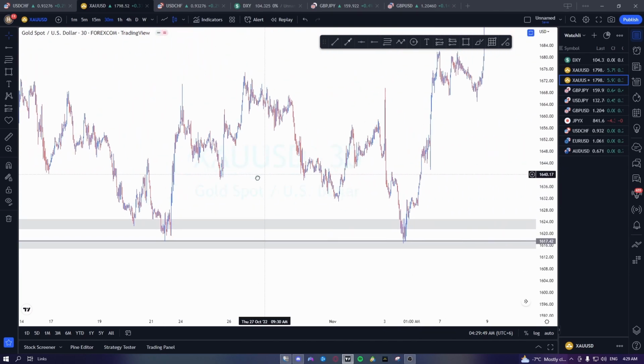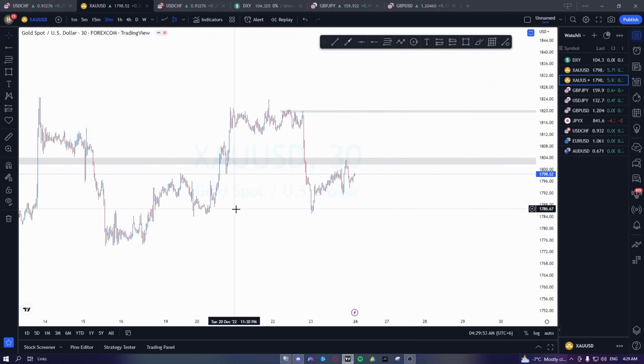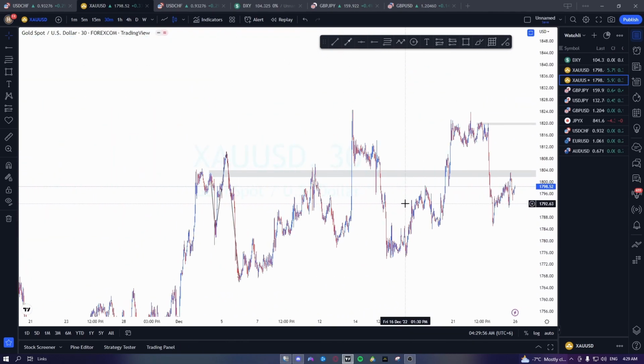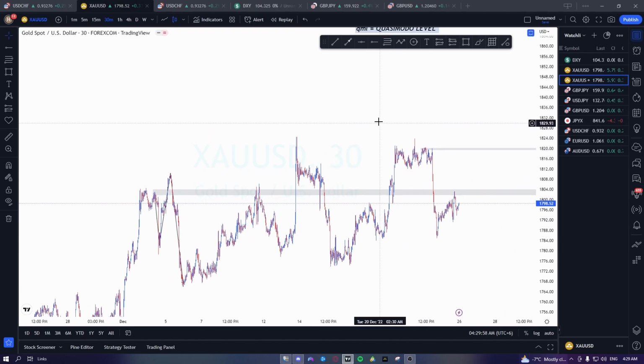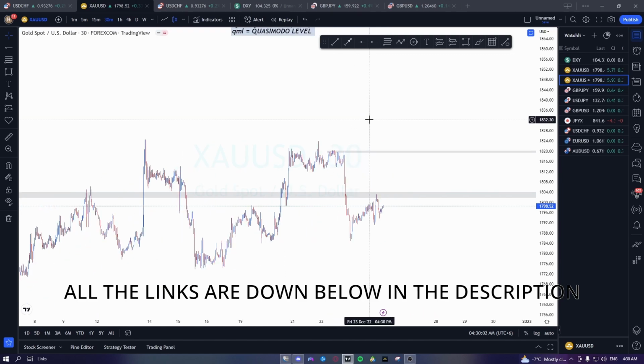See, risk to reward is always very, very good with the QM level. That's why it's very, very important. But yeah, that's it, guys. That's basically it. Any question, anything, you can ask me anytime.